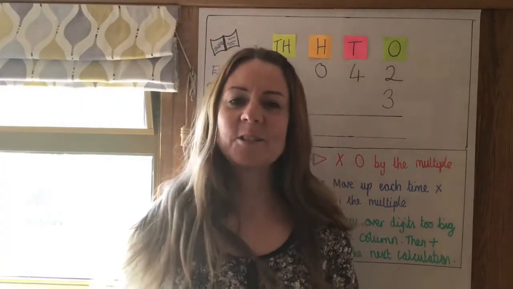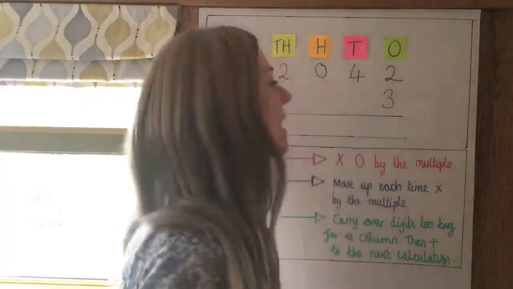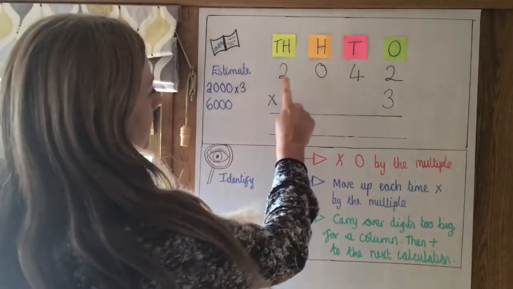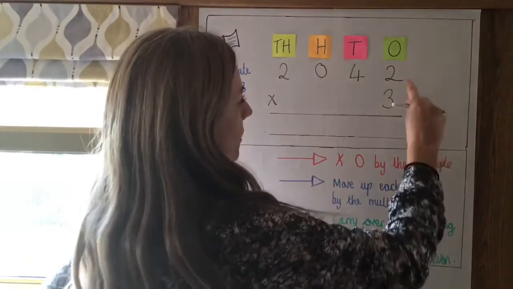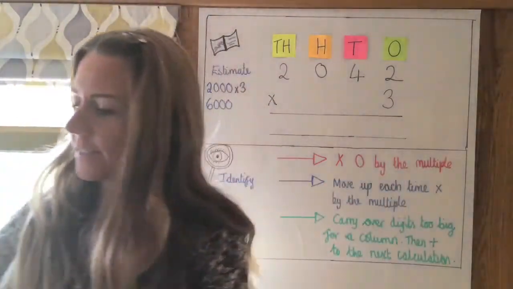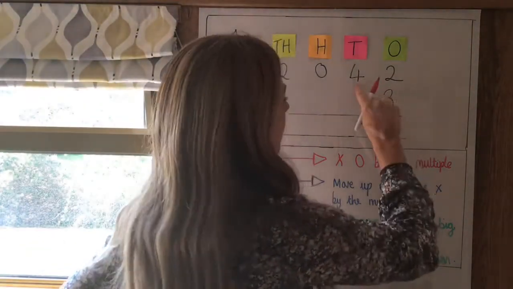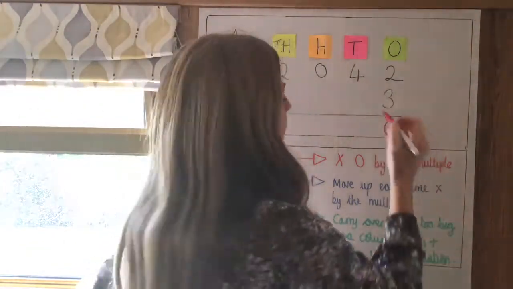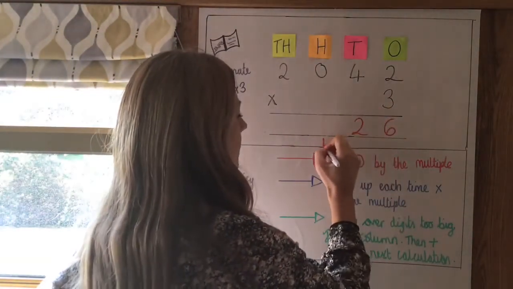Right, so I'm going to do each step and let's see how you got on and how your answer compares. So my estimate answer is 2,000 times 3, which is 6,000. So we do our ones. 2 times 3 is 6. Let's do it in a different colour so it stands out. 2 times 3 is 6. 4 tens, 12 tens is 120. So that means the 20 stays behind, but you carry the 100.